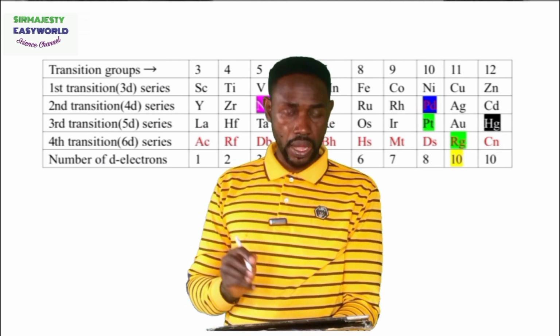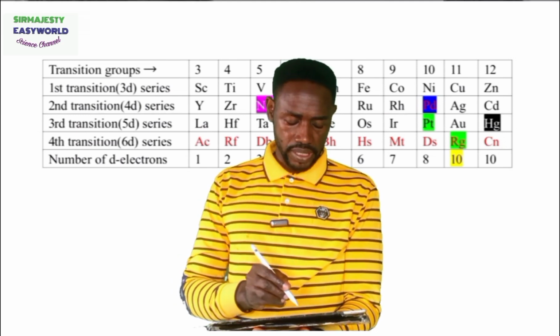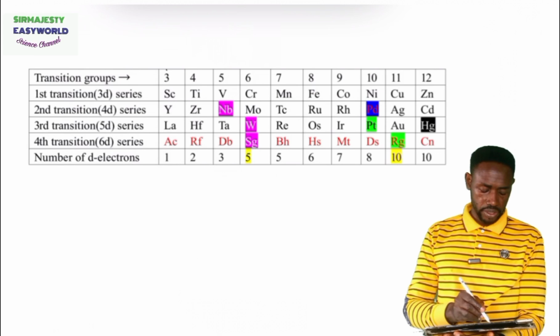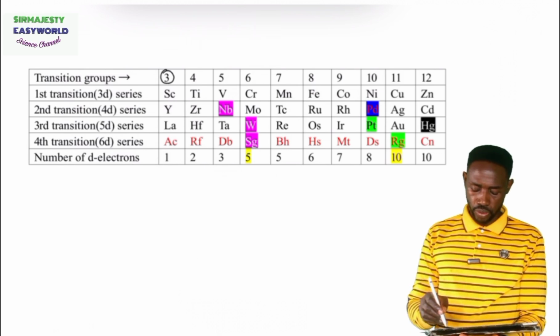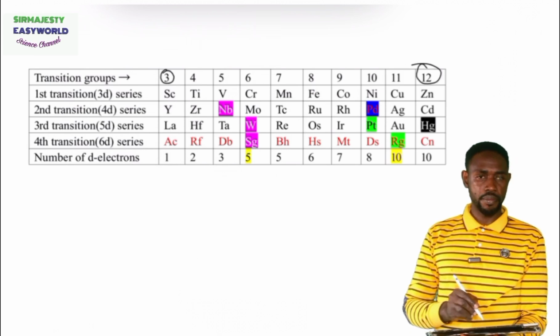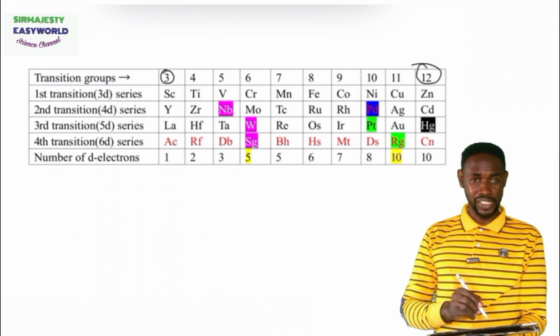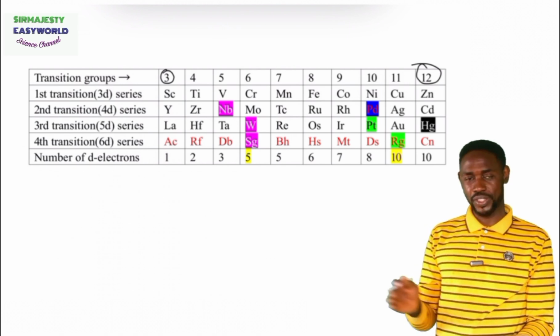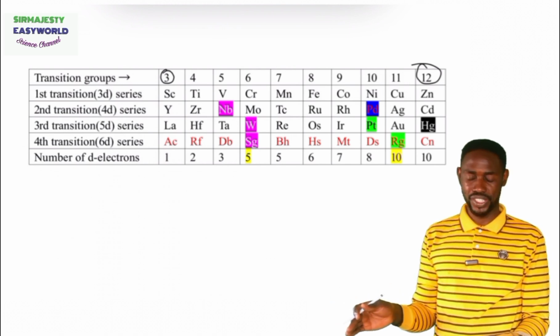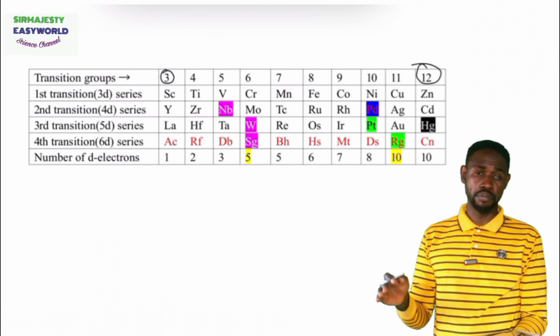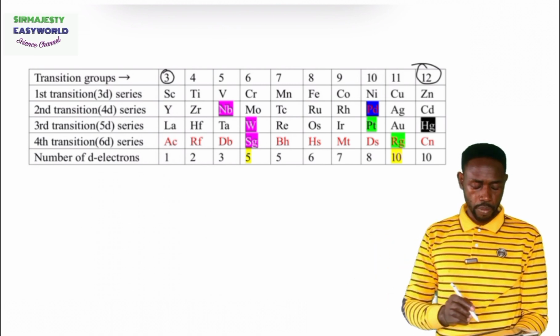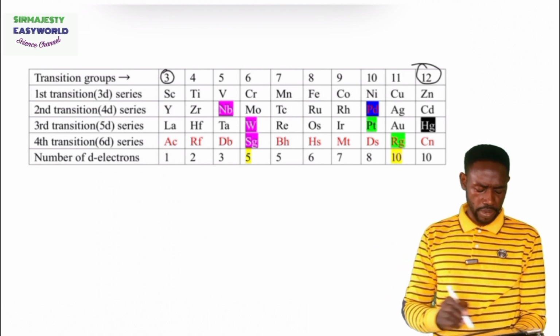Now, if you want to count, remember the transition group starts, according to IUPAC recommendation, from group 3 to group 12 over here. But remember that when we say group 3, without the transition metals, we refer to the aluminum group, which is, according to the European convention, the main group 3B. But conventionally, IUPAC says we should number them serially.